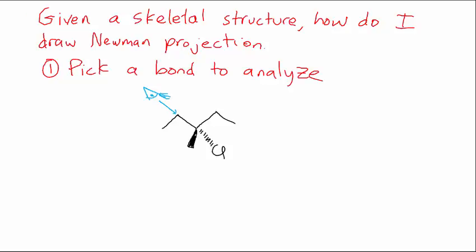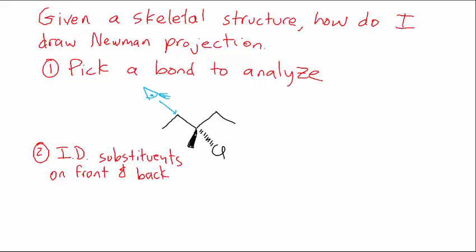But if you're just given a molecule, if you're just trying to analyze a molecule on your own, you've got to pick the bond to analyze. But for any problem I give you, I'll usually tell you which bond to analyze. And so then, once you've picked a bond, you've got to identify the substituents on the front carbon in that bond and the back carbon. And the question is, what do I mean by substituents? I mean, whatever groups it's bonded to.